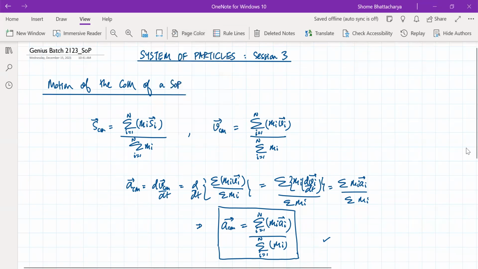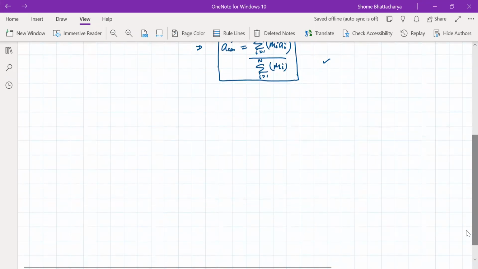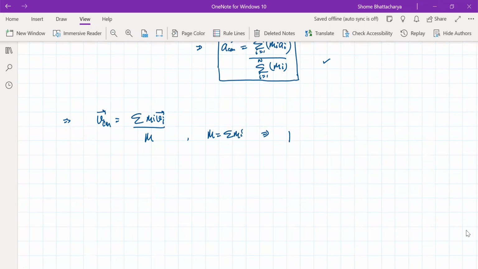Now the more important definition that we had seen from here earlier was velocity of the center of mass being summation mv divided by, now we can write this as, total mass. So you can define the momentum of a system as its total mass into velocity of center of mass, which becomes the summation of individual momenta of the particles. So this is the definition of momentum of a system.